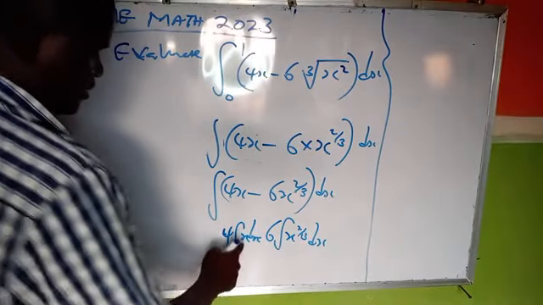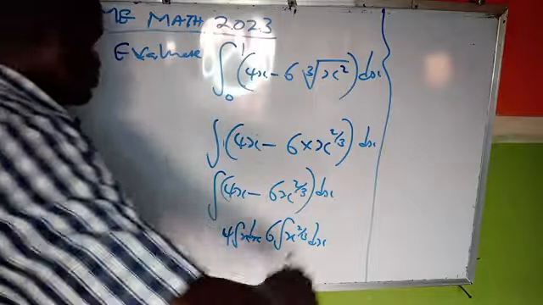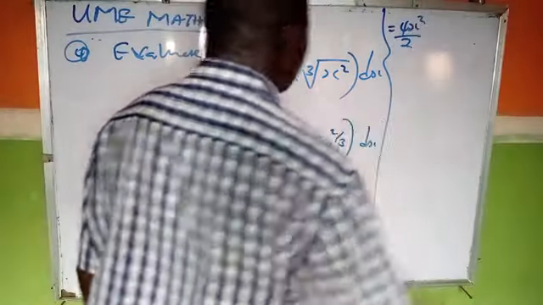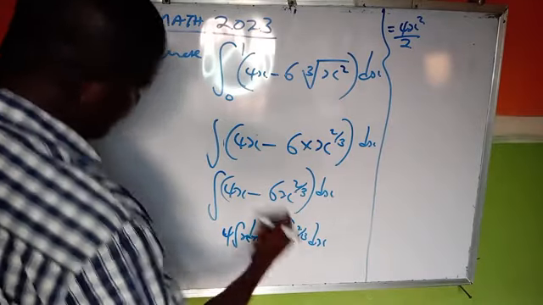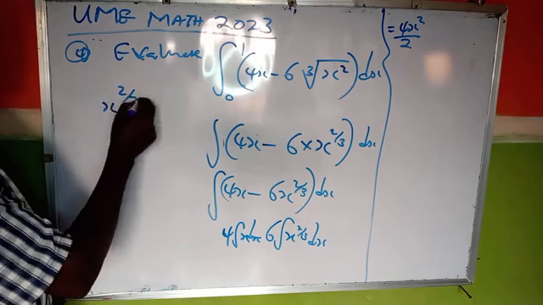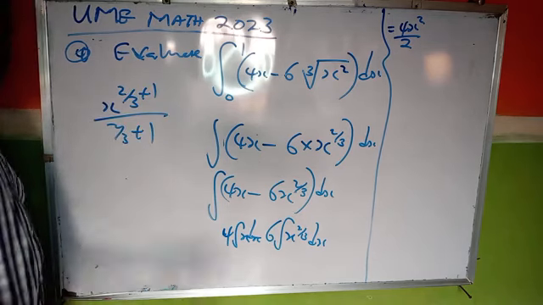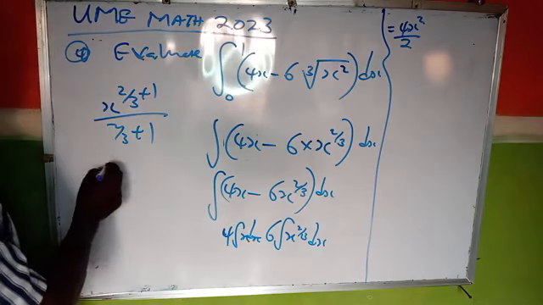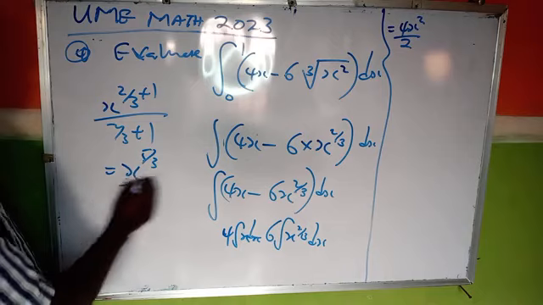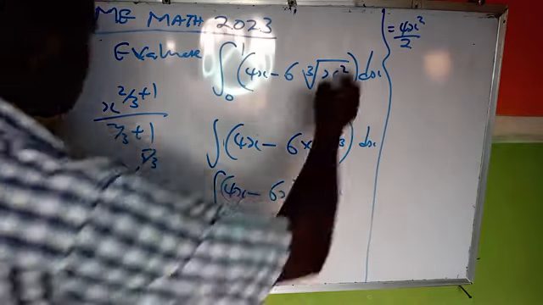That's x raised to power 1, then plus 1. That will be raised to power 2 divided by 2. So you will have 4x squared divided by 2. For this, let me write it out so you see it. Here you have x raised to power 2 over 3 plus 1, then divided by 2 over 3 plus 1. That's the integral. So what will this answer be? This one will give you x raised to power 5 over 3 divided by 5 over 3. So that is what we have here.